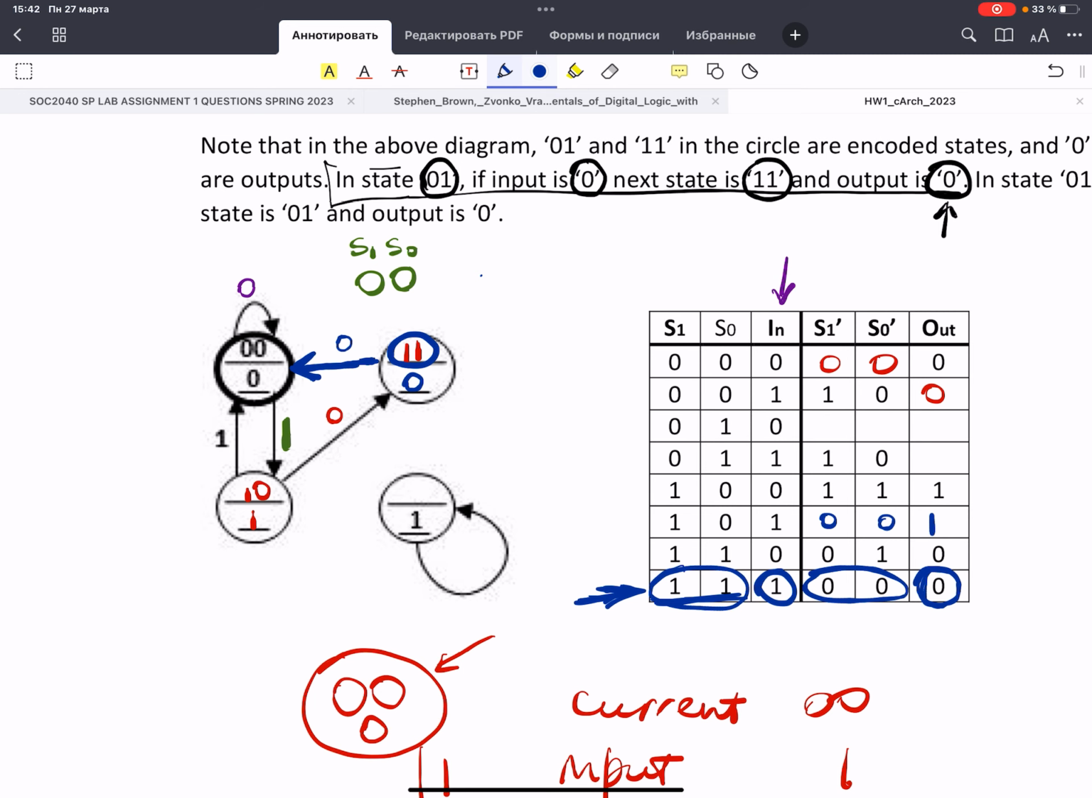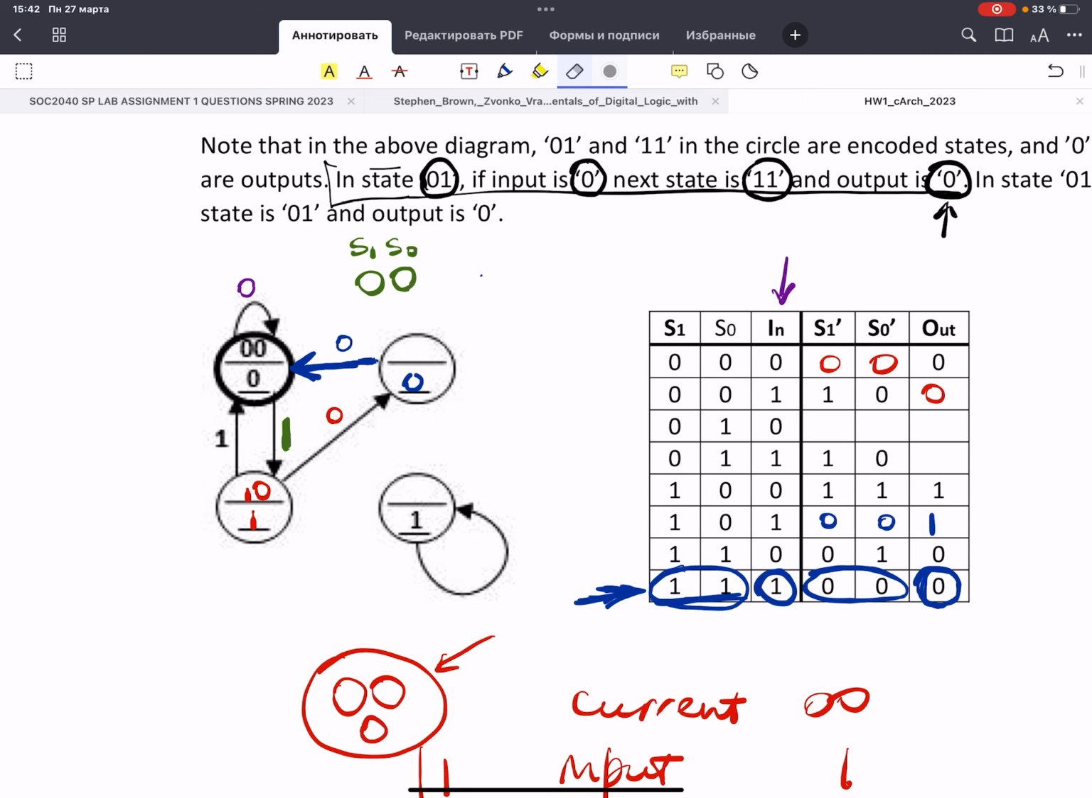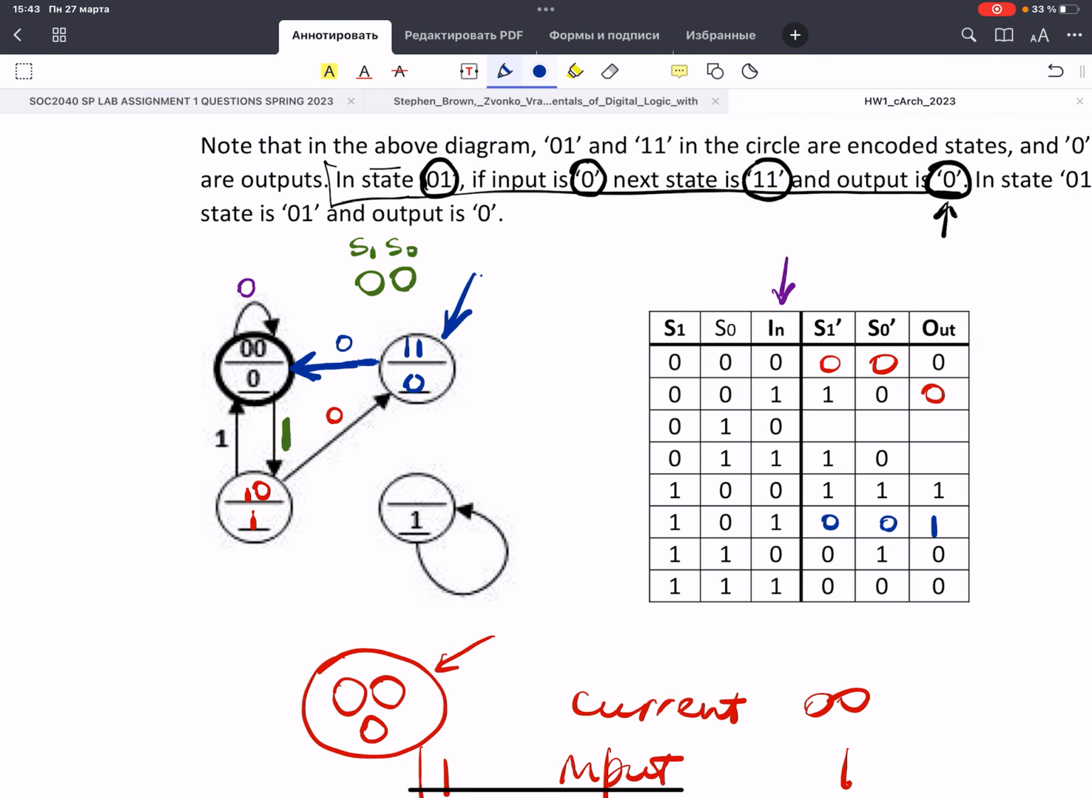So let's continue. We are at the end of our discussion. Let me delete this one. 1-1. So now, as you can see, we know the next state for this state if input is 0. But what about input 1? What happens if input 1 is given to this state? What is the next state? Let's analyze this one now.